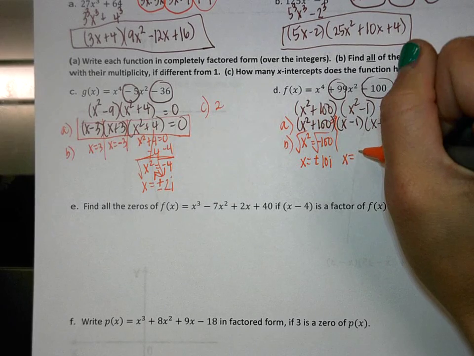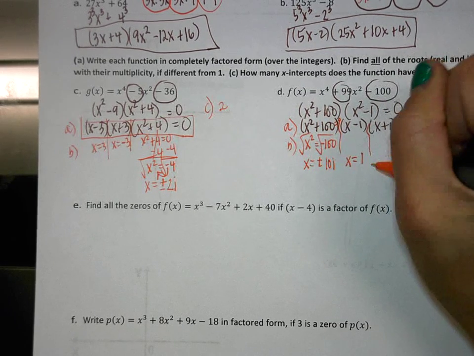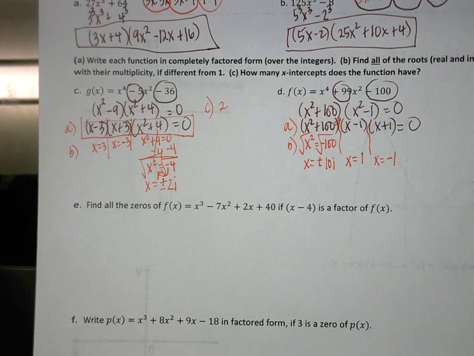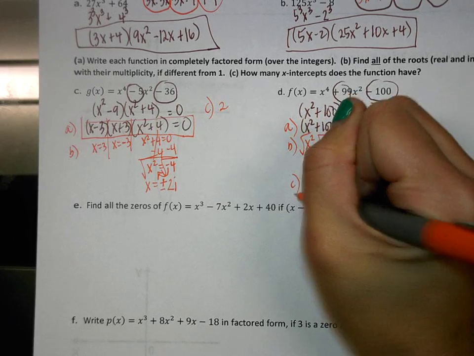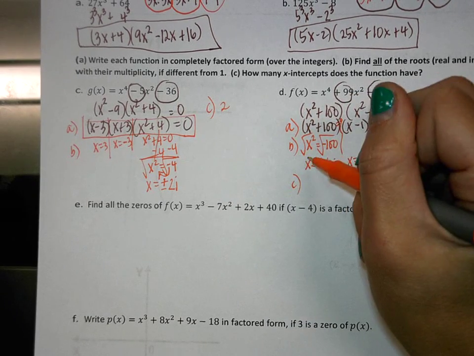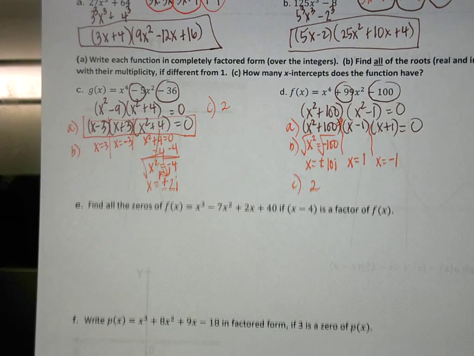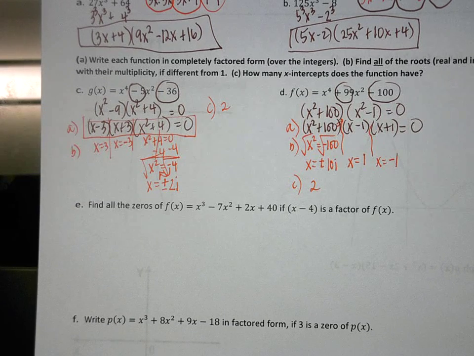And then my next ones are x equals 1, and x equals negative 4. Good. And so how many x-intercepts do I end up having for this problem? 2. Very good. Will it pretty much always be like that? You mean 2 being the answer? No, it just depends on how the factors work. Okay? All right, E.